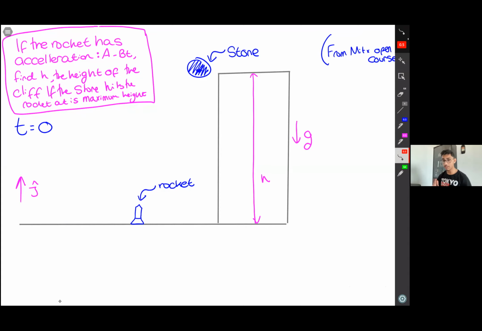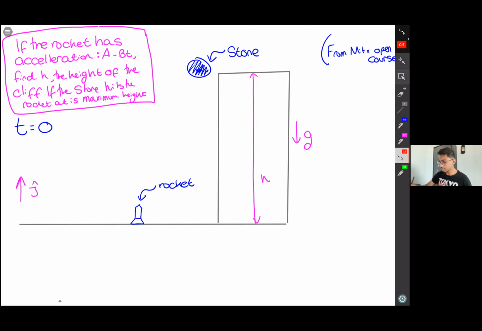The acceleration of the rocket can be modeled as a minus bt, where a and b are both positive constants. This question is taken from the MIT OpenCourseWare Kinematics and Dynamics course. All right, so if you think you can solve it, go ahead and try it. But if you want to find out the answer, stick around here and I'll walk you through it.